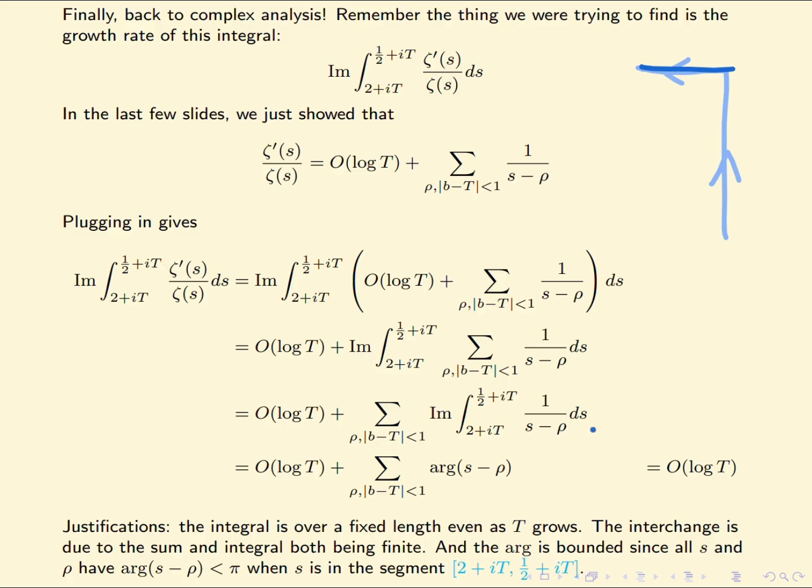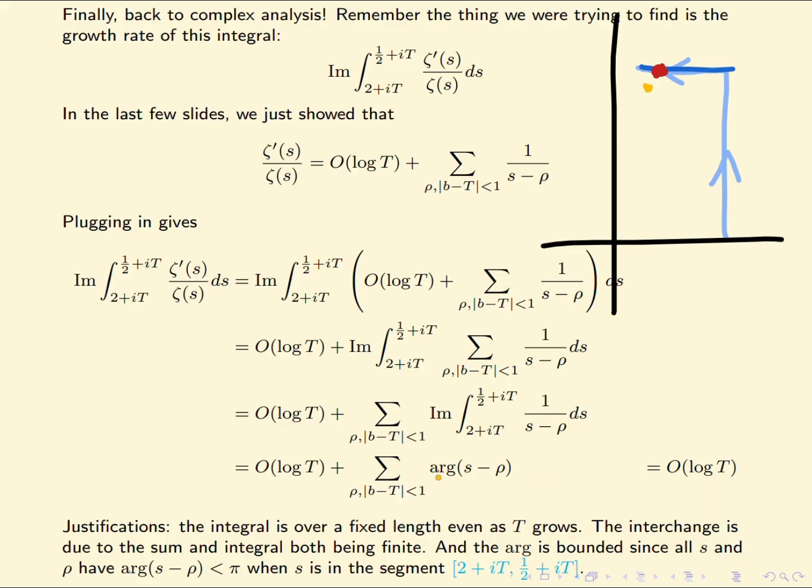And if you do this integral, this is what we talked about many slides ago, the imaginary part of this integral is just the antiderivative. That's just log of s minus rho. But in particular, the imaginary part of log is just the arg. So it's just the arg of s minus rho. If you think about the kind of graph we have here, it would look something like this. If you have some s that you're looking at on this line, and then some nearby non-trivial zero, the arg difference of those two is actually going to be pretty small.